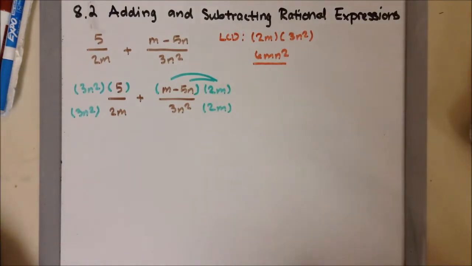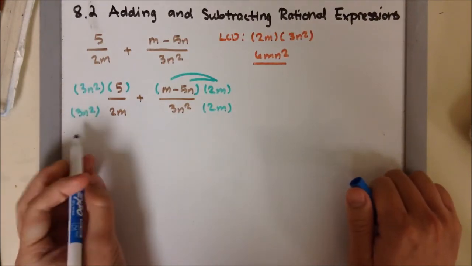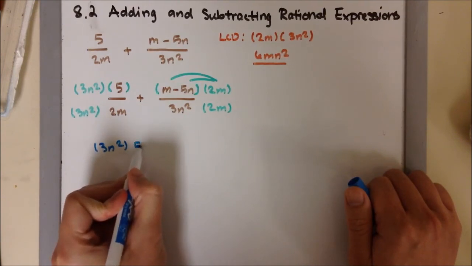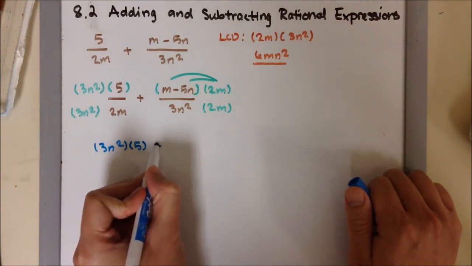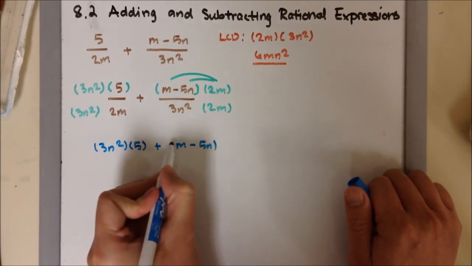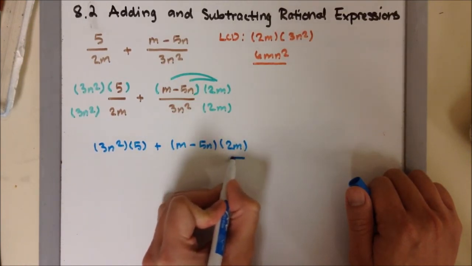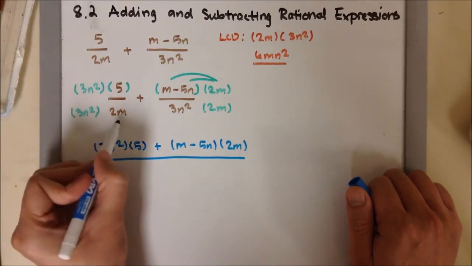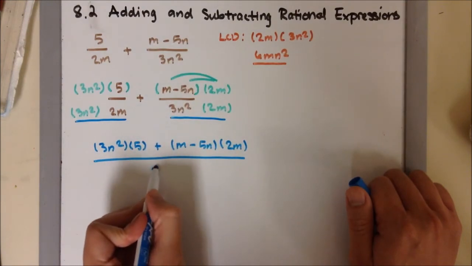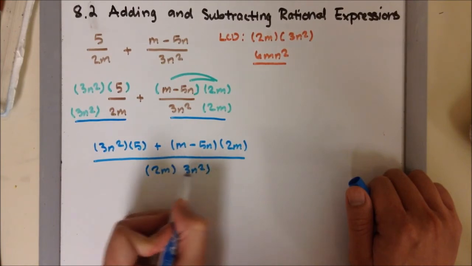Now, I'm going to do this step by step. So I'm going to write it out. So the first part is going to be 3n squared times 5, then the plus sign, and then m minus 5n, also in parentheses, multiplying to the 2m, over, and as you can see, your denominator has the same factors, so I'm going to write 2m and 3n squared.